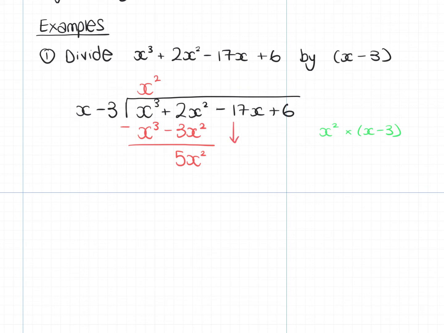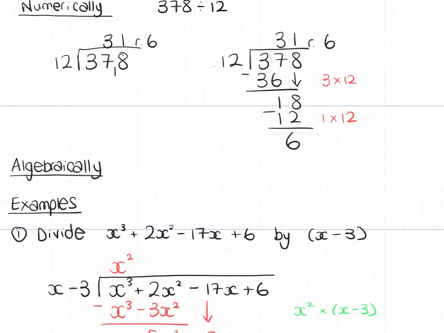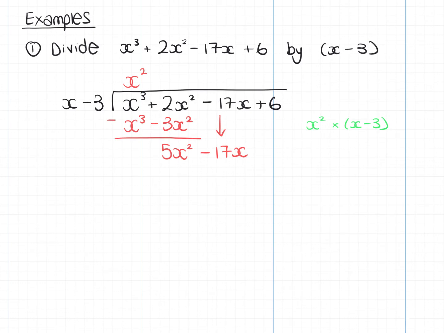I'm going to bring down the minus 17x, just like I did when I did it with numbers, when I brought down the next one. And then I'm going to do the same again. So this time I'm saying, well, I want to get this 5x squared, and I've got an x. So what do I need to multiply x by to get 5x squared? I'm multiplying by 5x. So positive 5x. So I'm going to put plus 5x at the top.